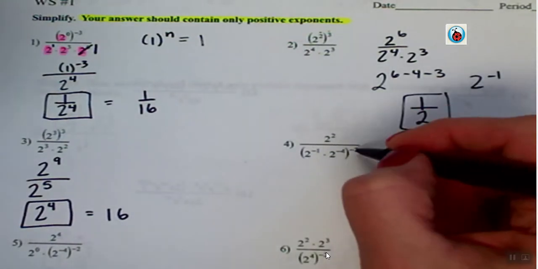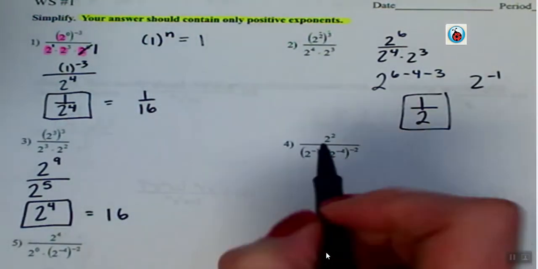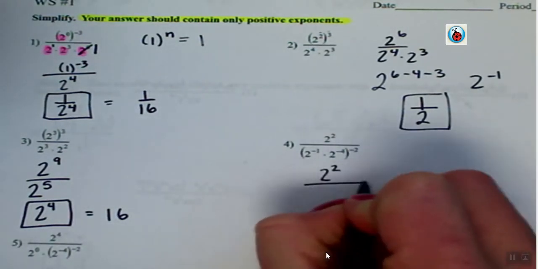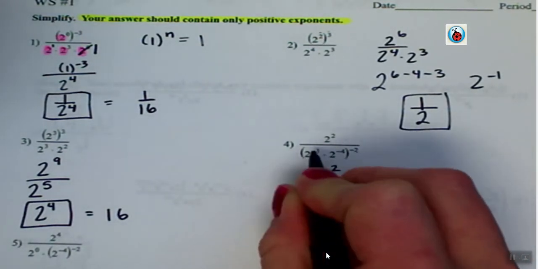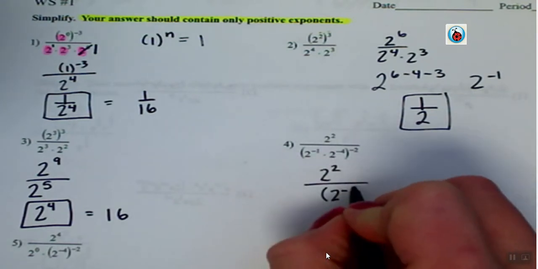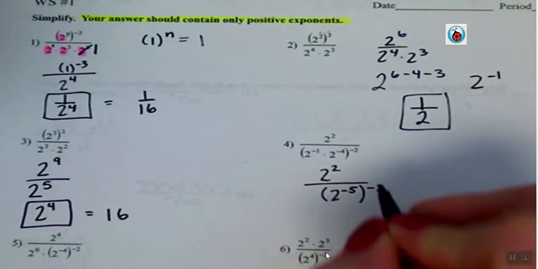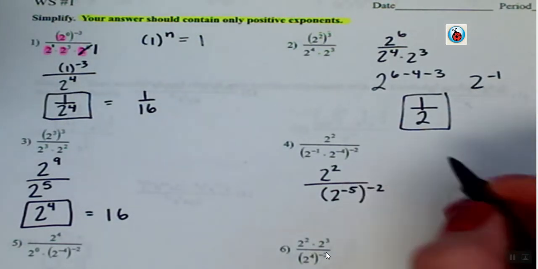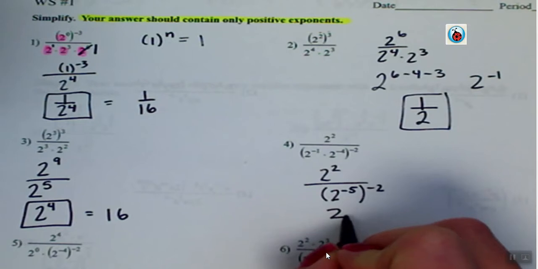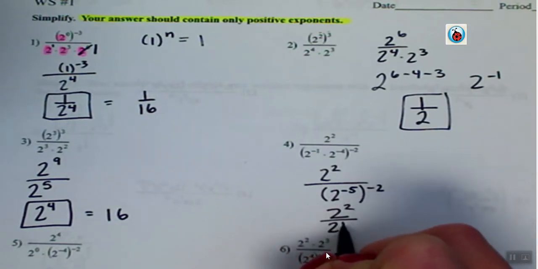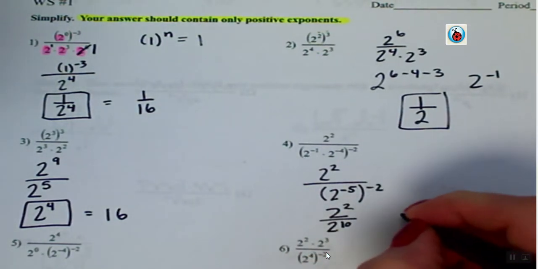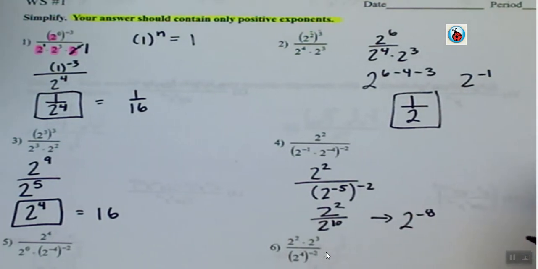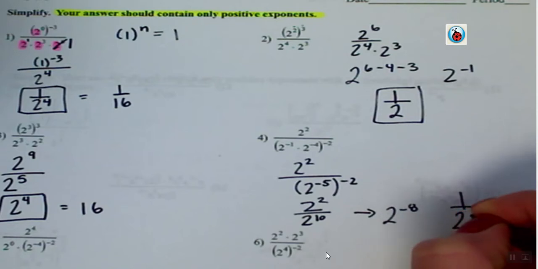Okay, exponent rules. Now I have a couple of things I can do because I see negative exponents, but I know that my denominator, negative 1 plus negative 4. Okay, so I'm starting inside the parentheses. Here, negative times negative is positive. 2 squared, 2 to the 10th, then I subtract. 2 to the negative 8, but no negative exponents.